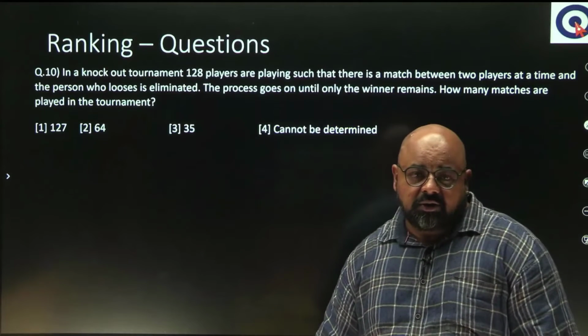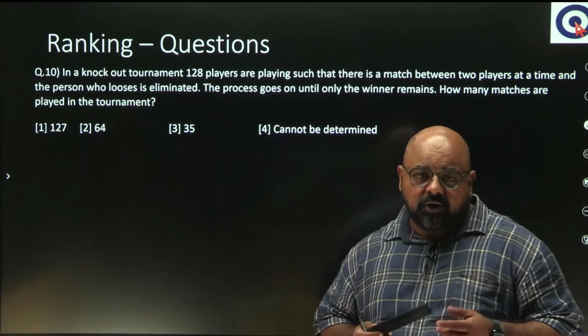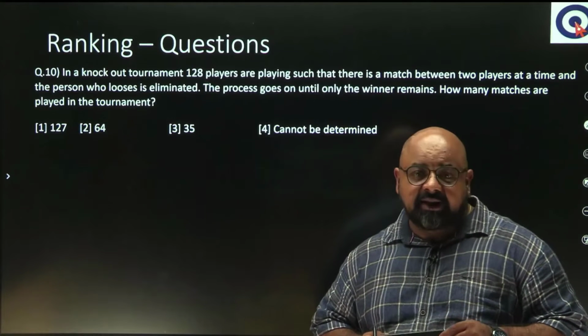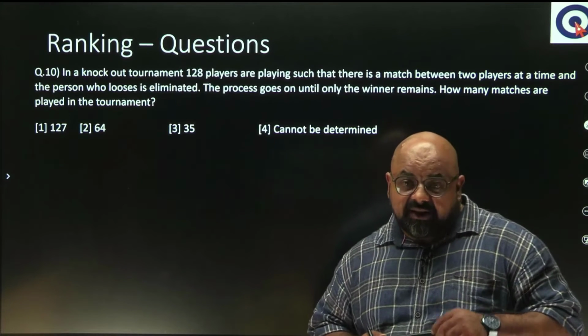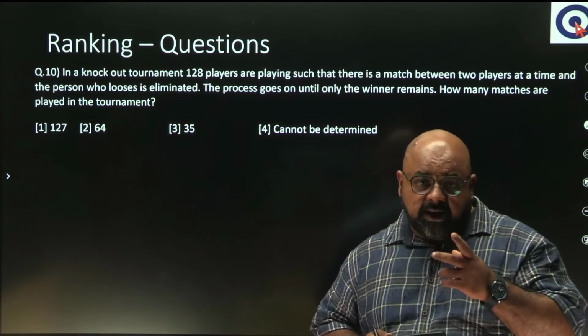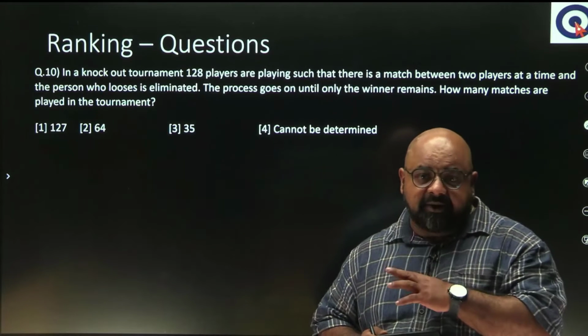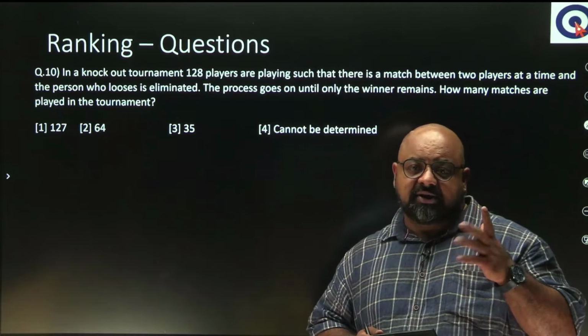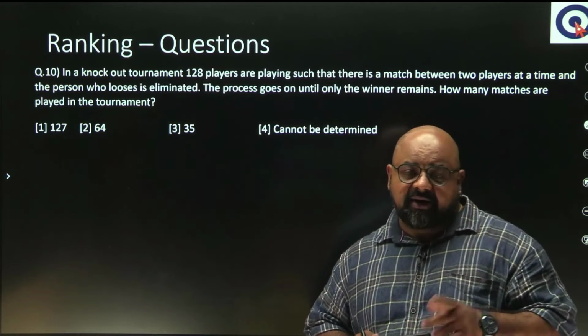What happens in a knockout? So in a knockout tournament, there are 128 players. They are playing such that there is a match between 2 players at a time, and the person who loses is eliminated. The process goes on until the winner remains. How many matches are played in the tournament?